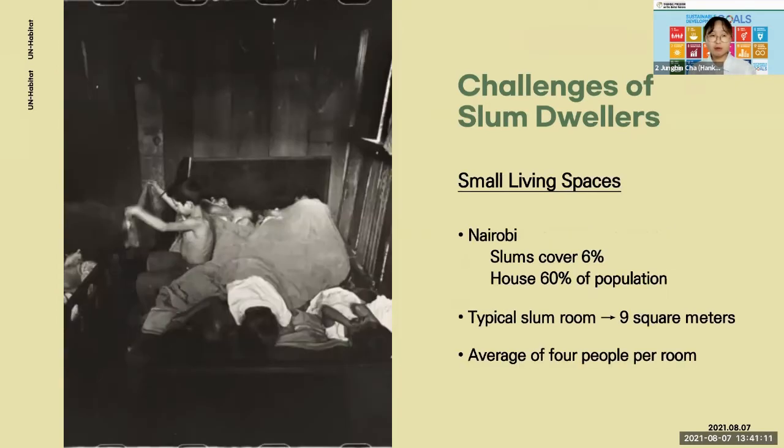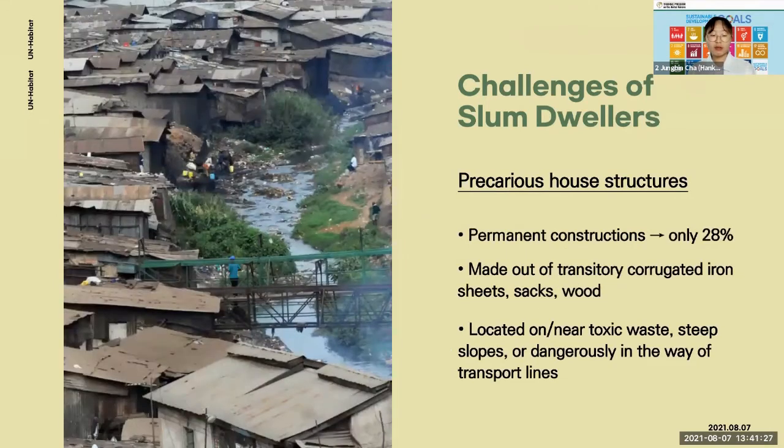Small living spaces also pose a great challenge. In Nairobi, slums cover just 6% of the total residential land area, and yet they house 60% of the city's population. A typical slum room is 9 square meters, in which an average of 4 people live. And permanent constructions represent only 28% of all slum structures. Houses in slums are mostly made of transitory corrugated iron sheets, sacks, wood, and are located on or near toxic waste, steep slopes, or dangerously in the way of transport lines.